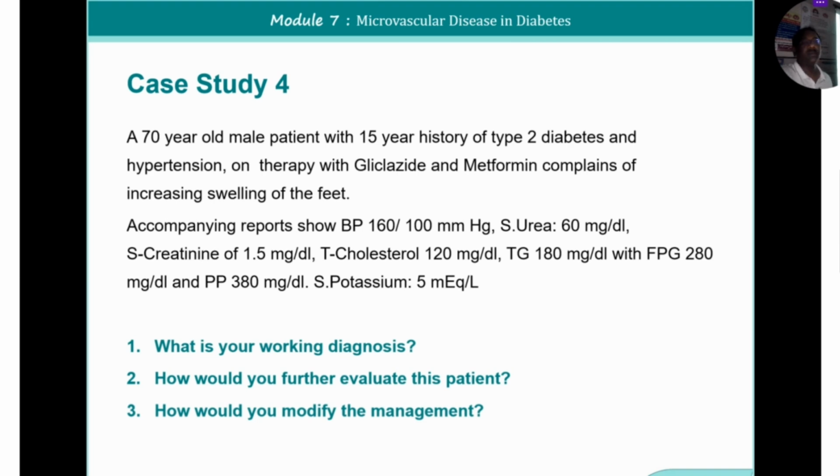And there is normal potassium. 5.5 is the hyperkalemia, up to 5 is the upper normal. You have to respect this. Otherwise, this 5 will become 5.5 within no time. So that you have to respect. So what is the working diagnosis here?